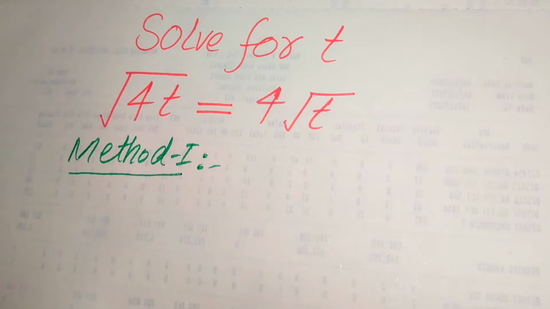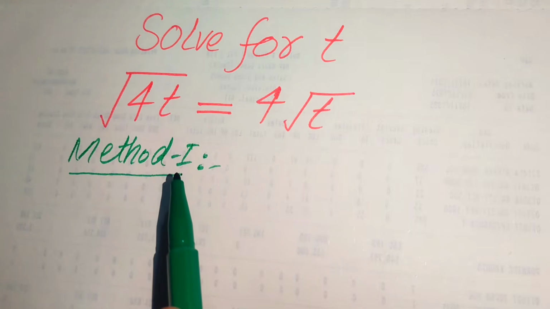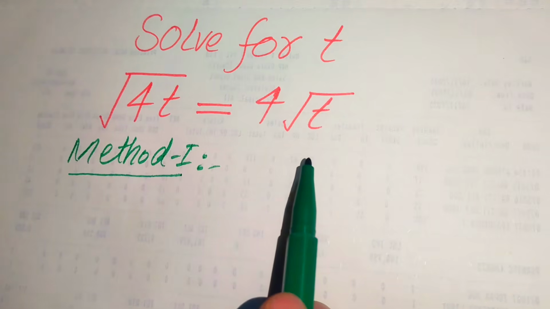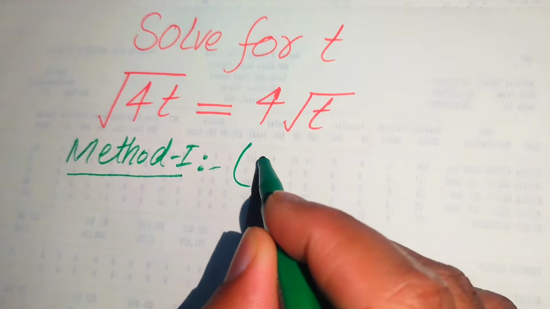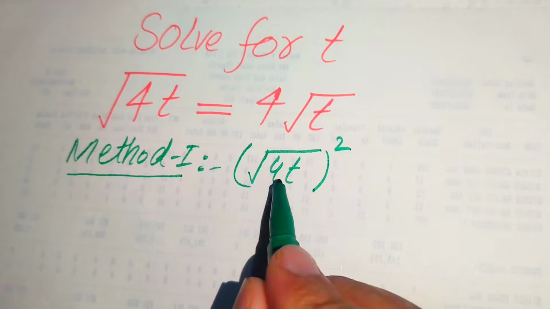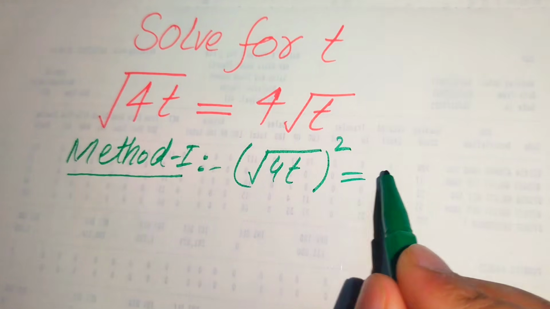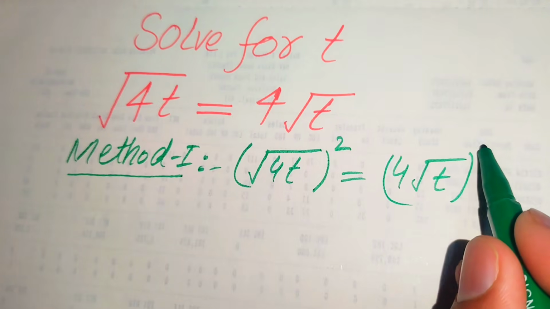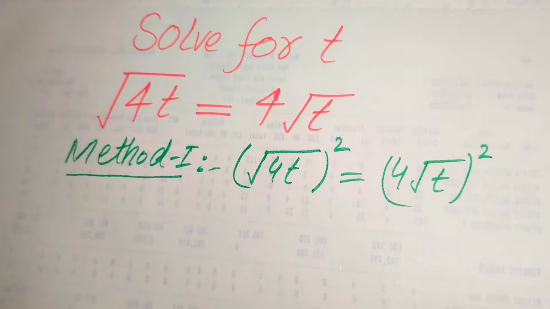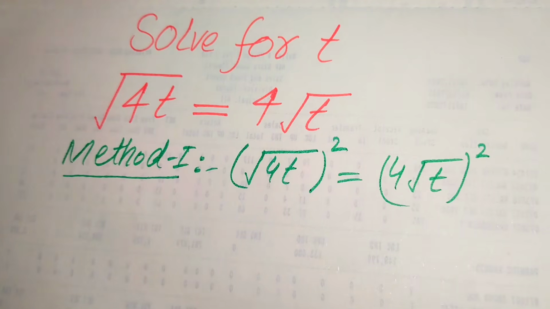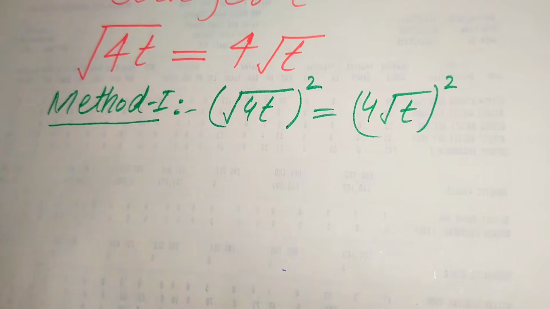So we move toward the solution of this problem from the first method. In the first method, first we find the roots of this equation, and for this we need to remove the square root sign, which is on both of the sides. So we apply squaring on both of the sides, and it will be written as the square root of 4t, whole squared, is equal to 4 times the square root of t, whole squared.